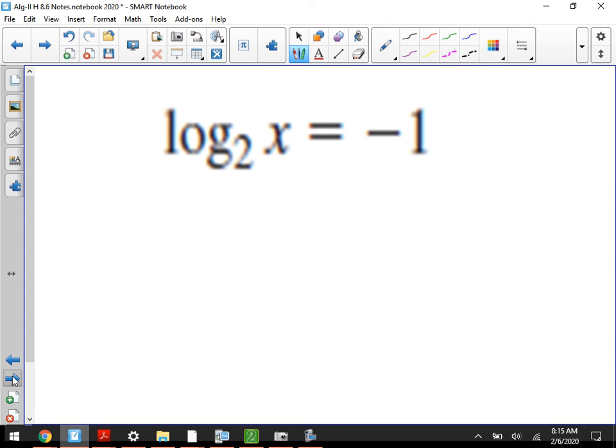What do I do to both sides? To it. Okay. What's 2 to the -1? Well, isn't this the same? If you go to exponential here, isn't that 2 to the -1 equals x? Yeah, right. Oh, yeah. And that's a shortcut on this one.